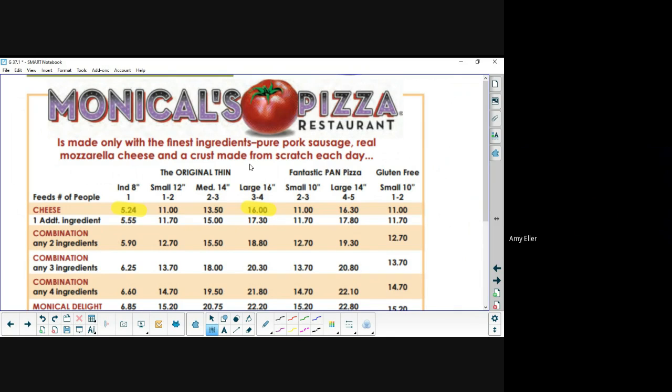This is an 8-inch pizza. When you buy a pizza, where is the 8? What part of the pizza is the 8? Where does that come from? The whole thing. What do you mean the whole thing? The whole pizza. Circumference is 8? Yeah. No.